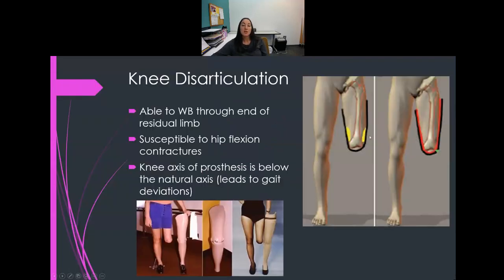With a knee disarticulation, you are able to weight bear through the end of the limb. The only problem is that when you have a prosthetic knee and lower leg, the knee joint itself is going to be lower than your original knee joint because you have the entire femur there, and then below that will be the knee joint. And so it will kind of change the way they walk and cause some gait deviations. And of course, they are also susceptible to hip flexion contractures. So making sure that the patient is stretching and doing various positions, not just sitting, is key in avoiding that.